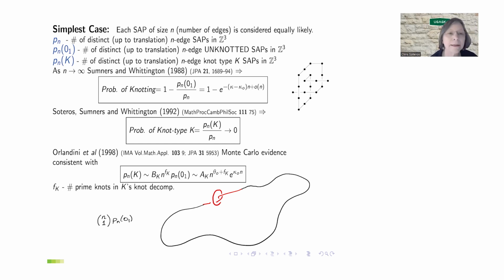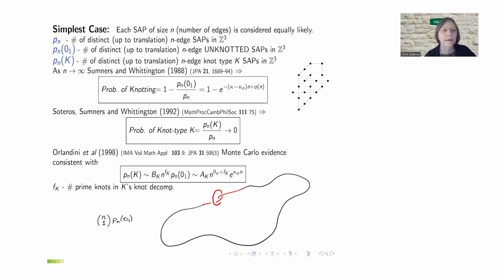Well, if you were going to count the number of trefoils, and they were mostly small, then you could get the count by taking a typical unknot of length n, choosing any of the n positions along the unknot and inserting a little trefoil pattern. And so that would give the n to the 1 in front of the Pn01 in that case.